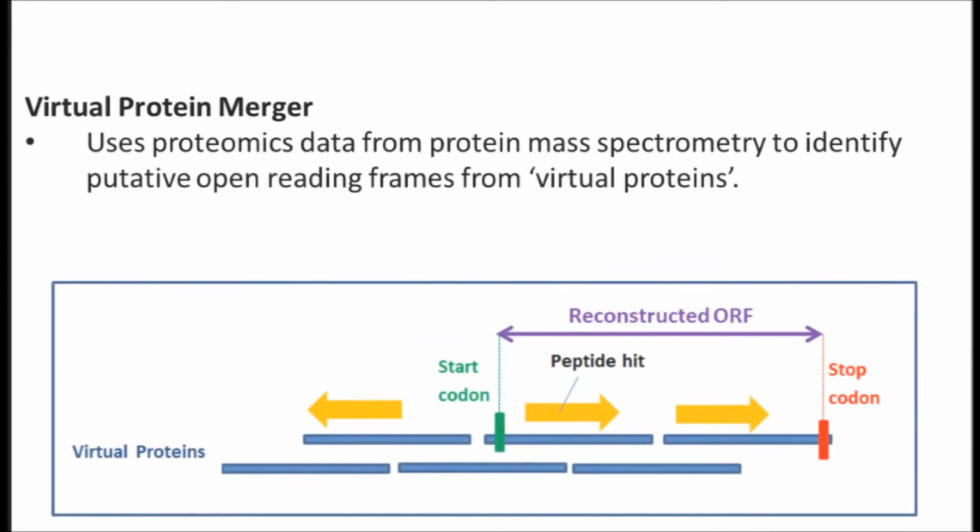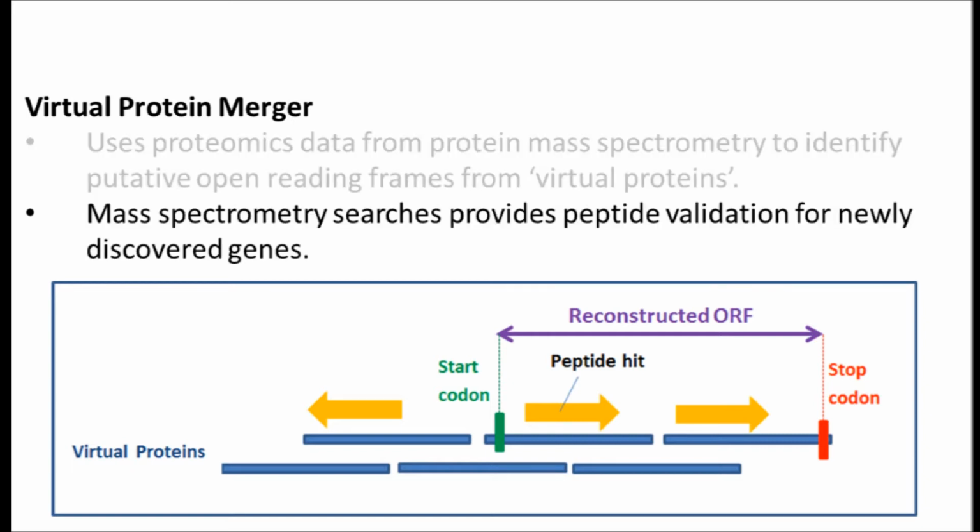The virtual protein merger uses the proteomics data from protein mass spectrometry to identify putative open reading frames from the virtual proteins. The mass spectrometry searches allow the virtual protein merger to recalculate the position of the start and stop sites, thereby providing peptide validation for newly discovered genes.